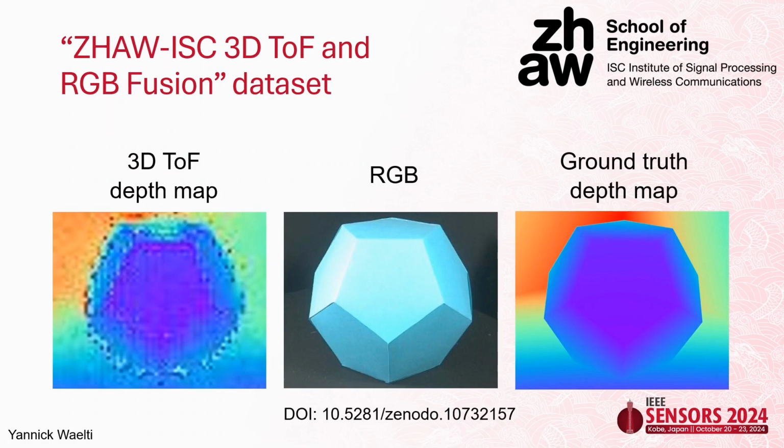We also created a data set that consists of captured 3D TOF depth maps and RGB images, and they're aligned, so they show the exact same section. And we created a ground truth depth map from a 3D simulation. So there's a data set consisting of 3 different images. This is one example, a paper dodecahedron. It shows just a geometric shape to test our algorithm.